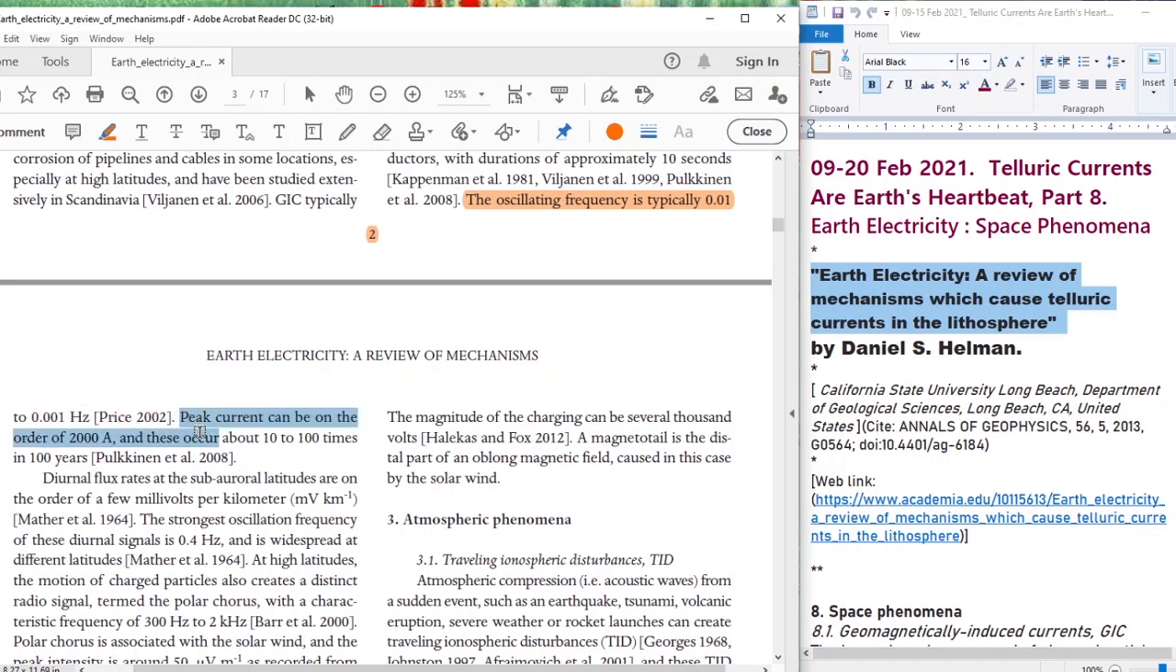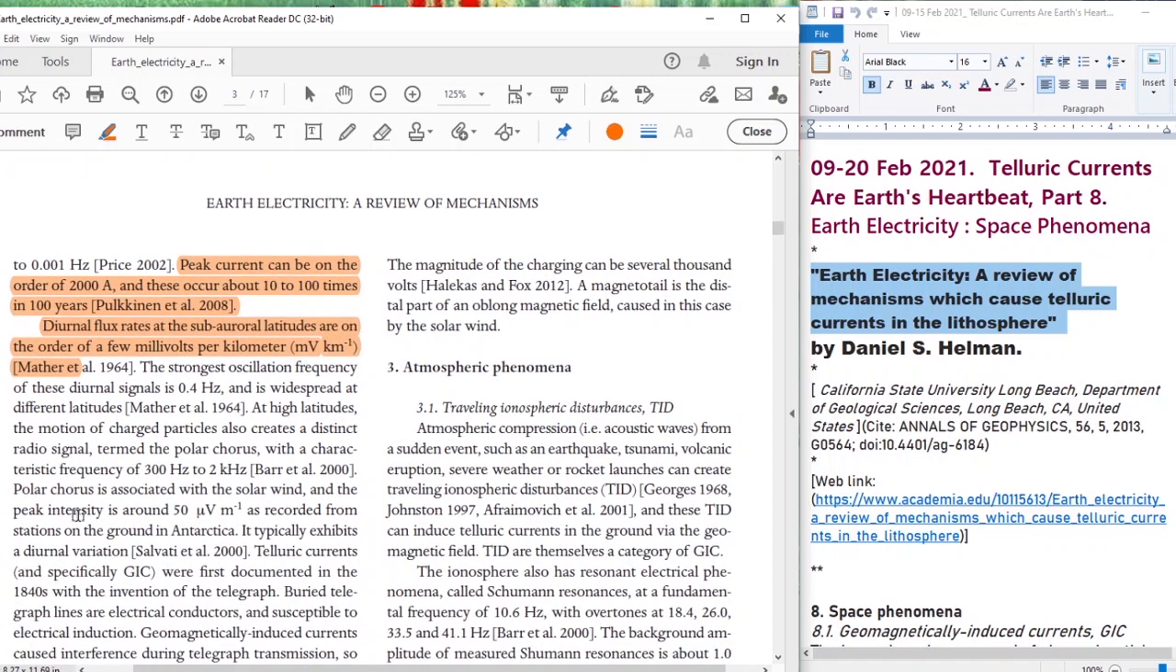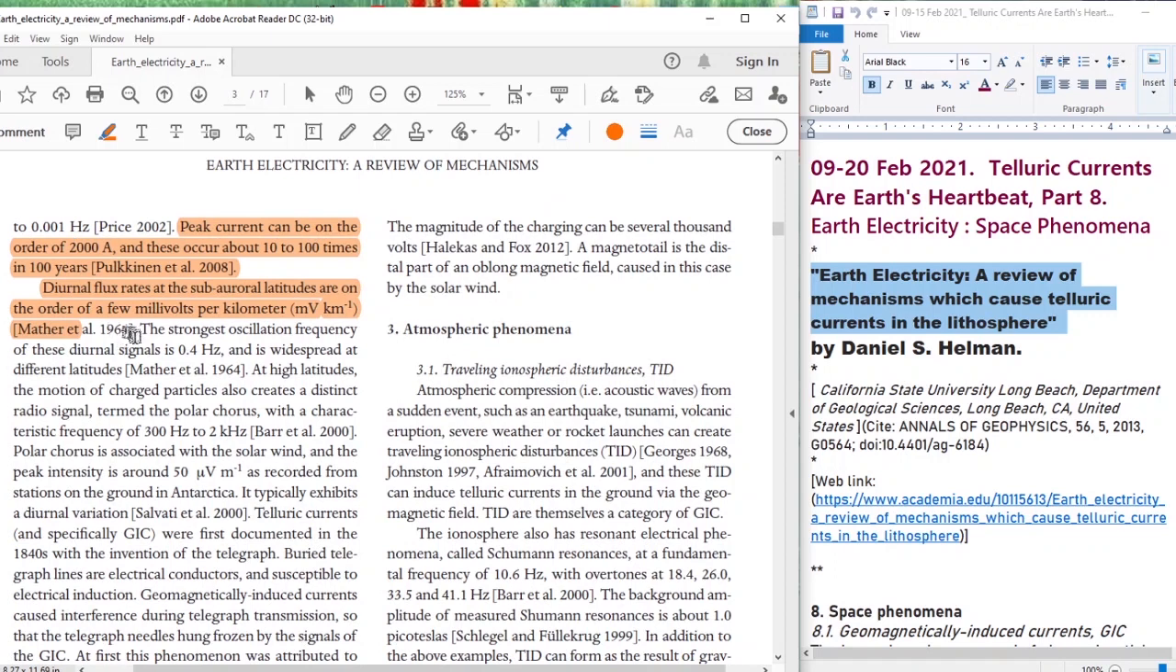Peak current can be on the order of 2000 amps, and these occur 10 to 100 times in 100 years. Diurnal flux rates at the subauroral latitude are on the order of a few millivolts per kilometer, and the reference is 1964. The strongest oscillation frequency of these diurnal signals is 0.4 hertz and is widespread at different latitudes. The reference is 1964, Mather et al.